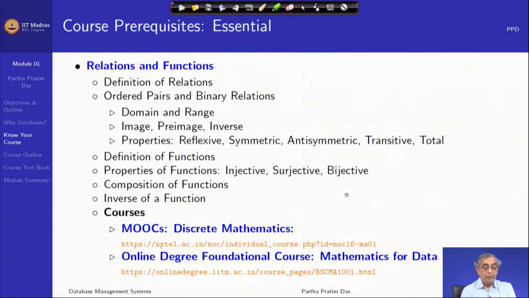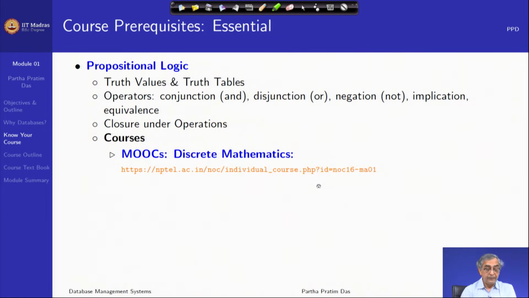Then you need to know about relations and functions, what makes a relation, which builds up on the set, what are binary relations, ordered pairs, different notions of domain, range, image, pre-image, inverse, the properties of relations, and what is a function and what are the properties of functions, and so on. Again, the discrete mathematics course and your data science course would be sufficient to give you the required knowledge in case you have got dusty.